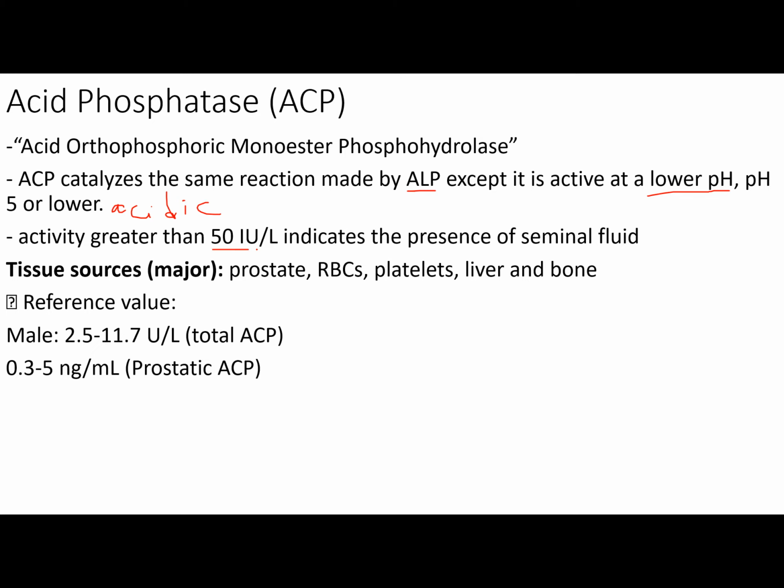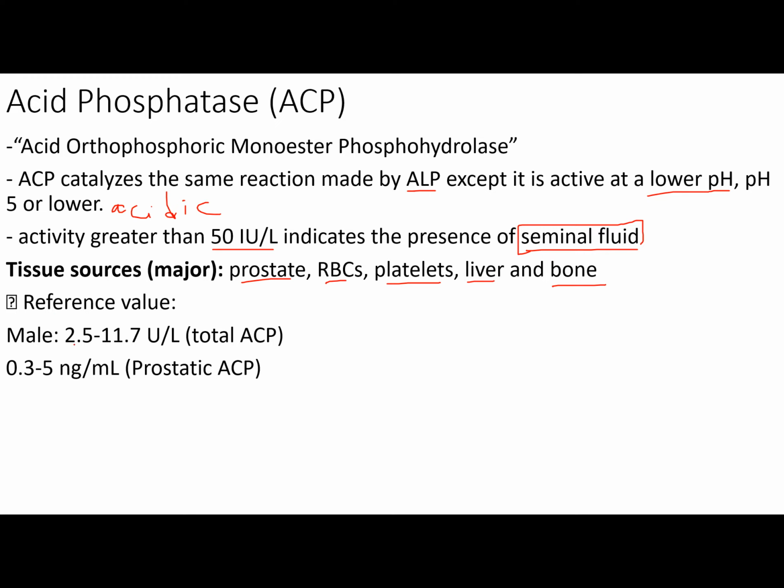Activity greater than 50 IU per liter indicates the presence of seminal fluid. So if you are able to detect 50 international units per liter from a sample, it indicates that the sample is contaminated with seminal fluid. Tissue sources would include the prostate, RBC, platelets, liver, and the bone.